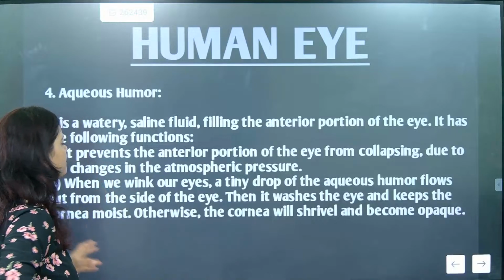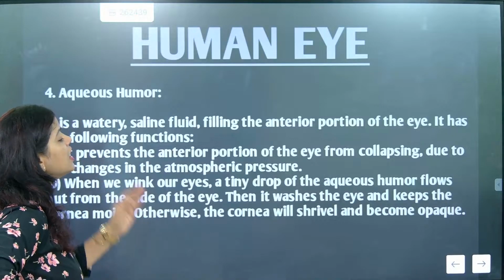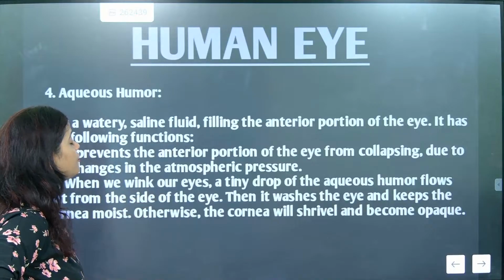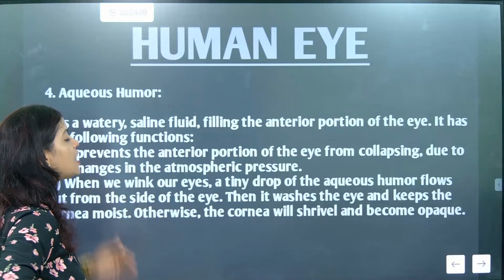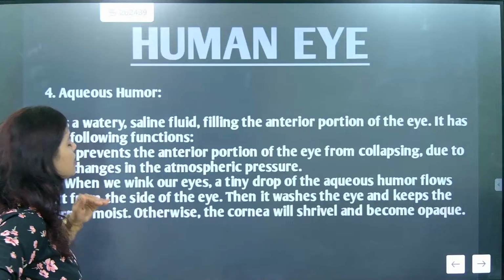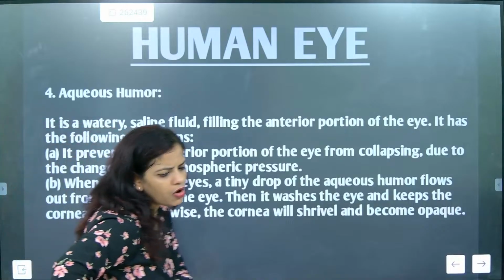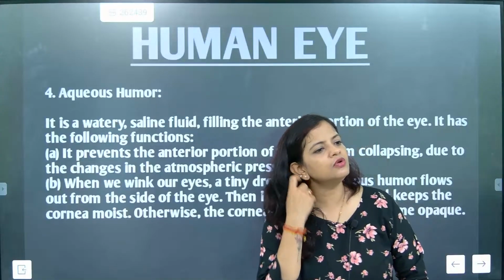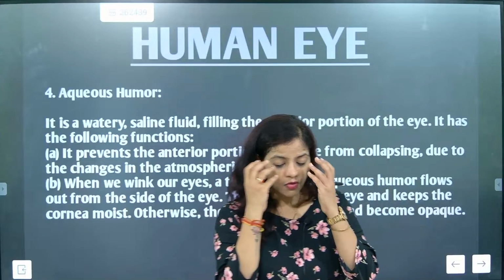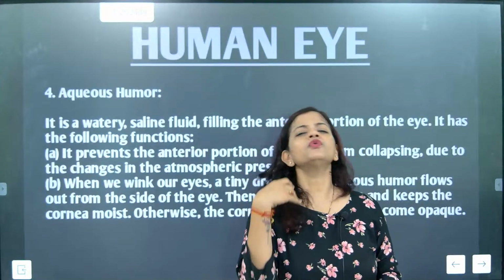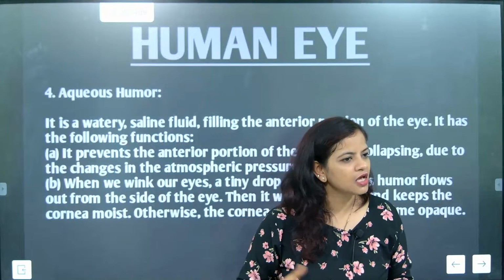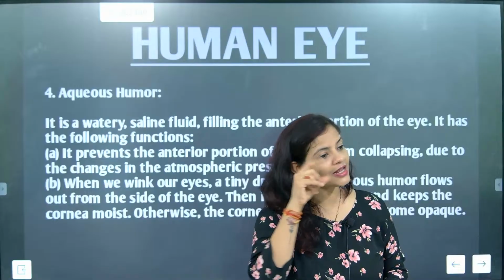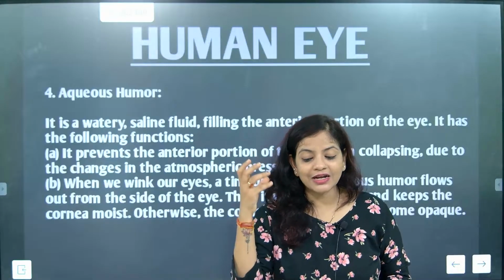The next important point: when we wink our eyes, a tiny drop of aqueous humor flows out from the side of the eyes. Then it washes the eye and keeps the cornea moist. So moistening of the cornea is one of the most important parts. Look here, just understand. If our cornea is not moistened, you know what, at the time of conjunctivitis you have seen that the eye color gets red. The sclera section is getting what, beta?